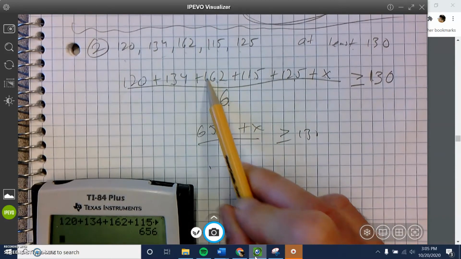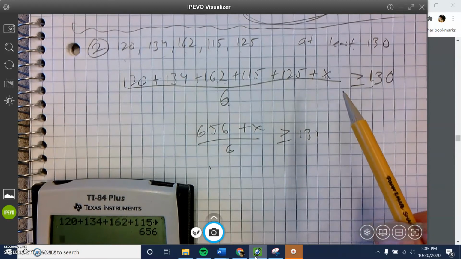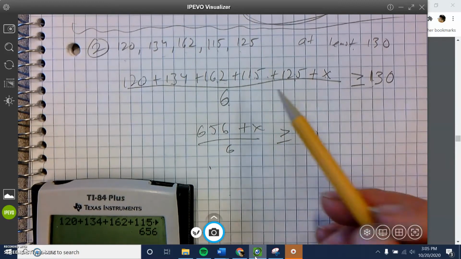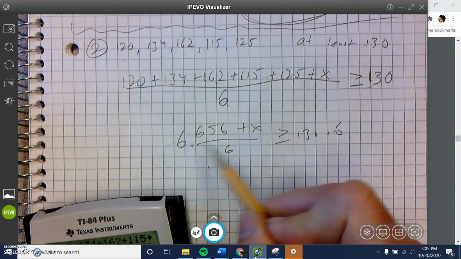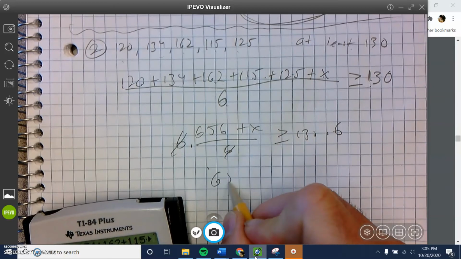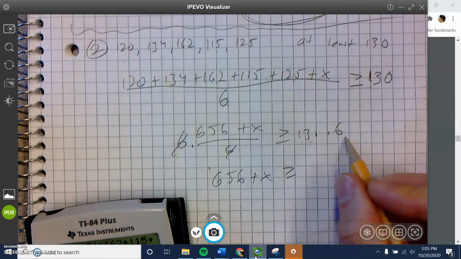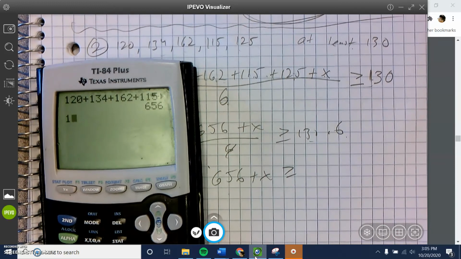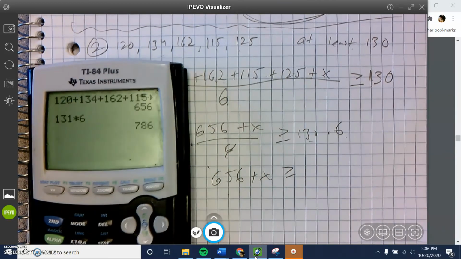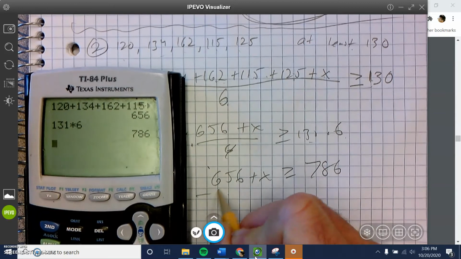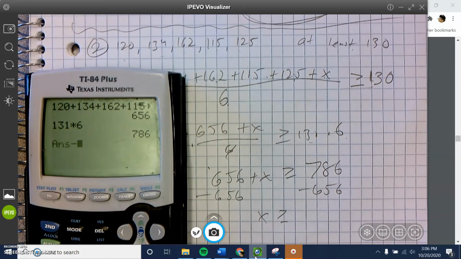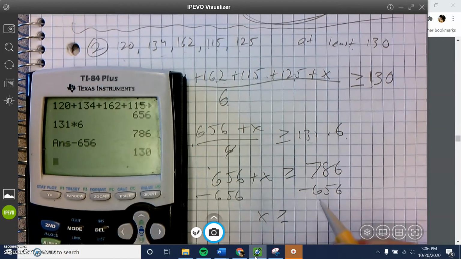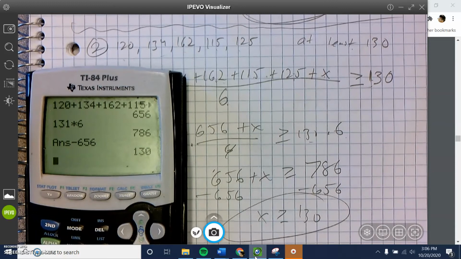Mr. Irish, can't I just multiply by 6 to start? Yeah, you can do that too. Or you can add either one, you're going to get the right answer. So now I'm going to multiply by 6 here. 6 divided by 6 is 1. And so 656 plus x is greater than or equal to 130 times 6. 130 times 6 is 780. Subtract 656. x is greater than or equal to 780 minus 656, and you get 124. So he needs at least a 124 on that next game to average 130.